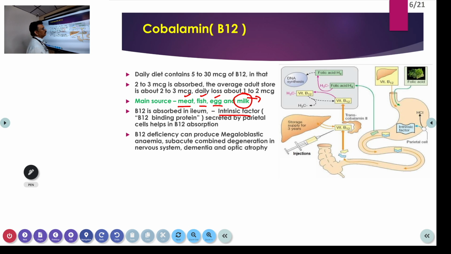You can see here B12 is taken in by this intrinsic factor. So B12 deficiency can produce various clinical features, like megaloblastic anemia, subacute combined degeneration of the nervous system, dementia, and optic atrophy. These are neurological problems because it affects the nerves and brain cells. It also affects the maturation of RBC. That's why you get megaloblastic anemia, large cells.